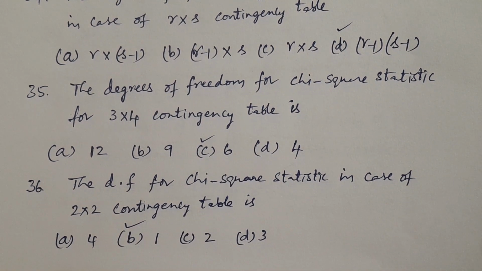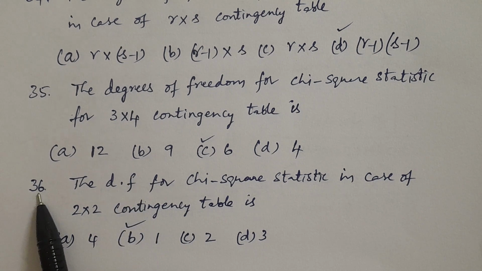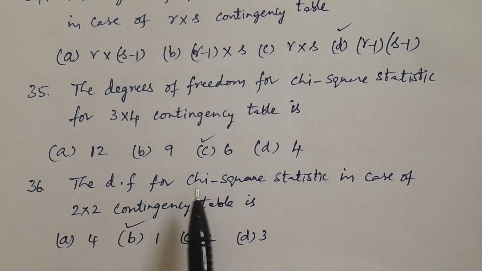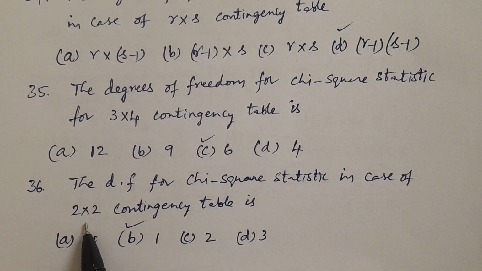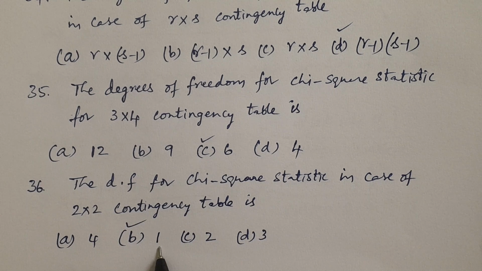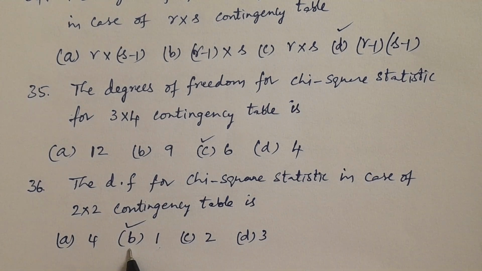Similar question. The degrees of freedom, question number 36. The degrees of freedom for chi-square statistic in case of 2 by 2 contingency table. 2 minus 1 into 2 minus 1. 1 into 1. That is 1. So answer is 1. Options 4, 1, 2, 3. Answer is B, 1.